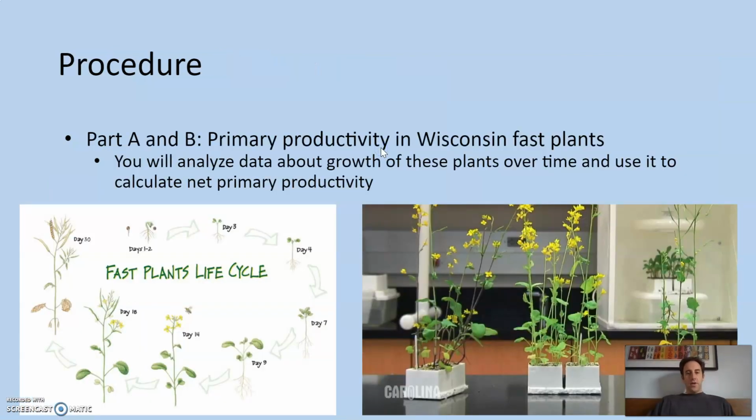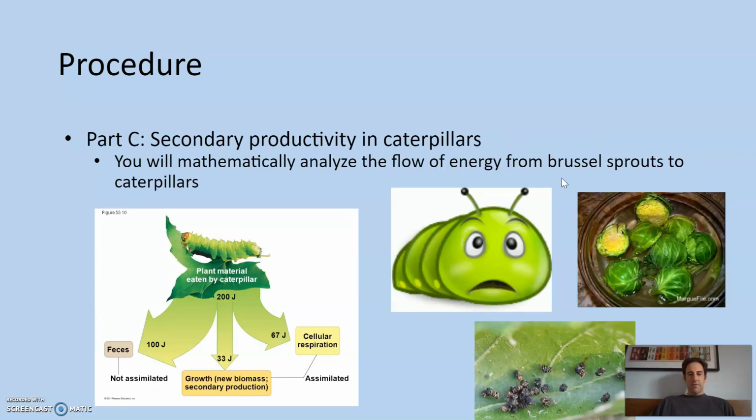Okay, so in parts A and B of this lab, you are going to be measuring the primary productivity in Wisconsin Fast Plants. These are plants that have been genetically engineered to grow really, really quickly. They go from seed to flowering in about 30 days, which is pretty cool. So you're going to analyze data about the growth of these plants over time, and then use it to calculate net primary productivity. In part C, you're going to measure secondary productivity in caterpillars.